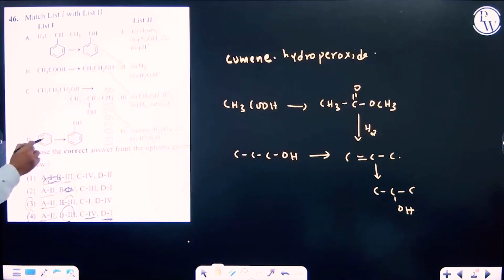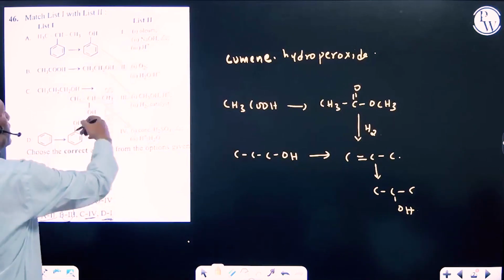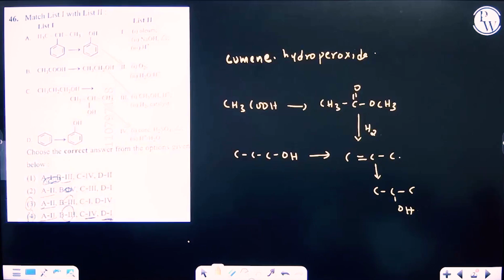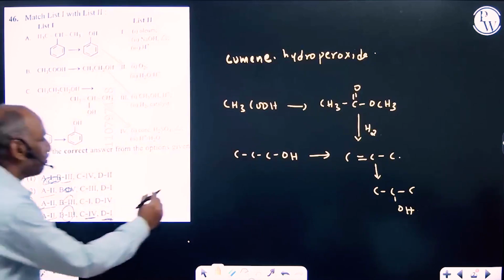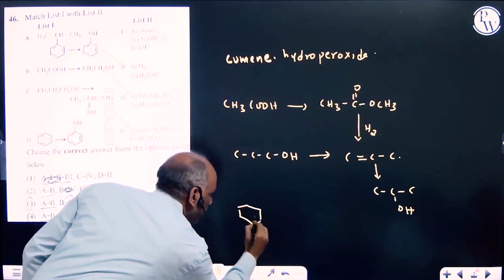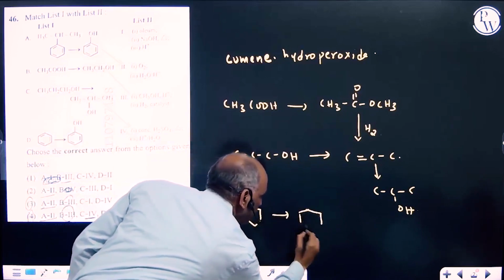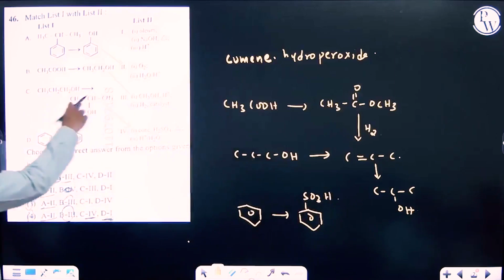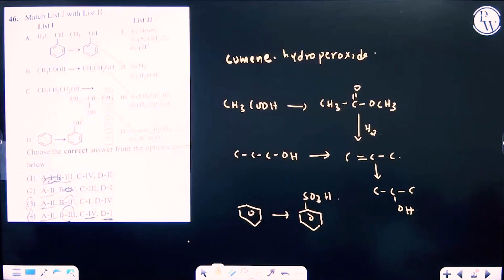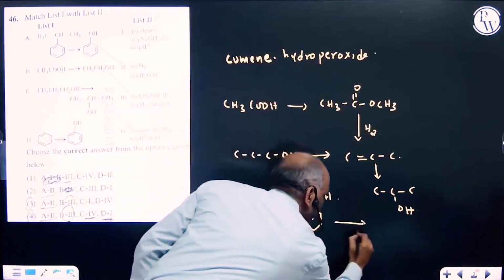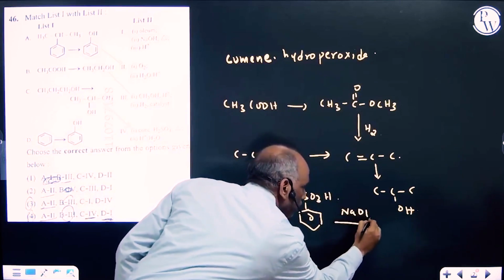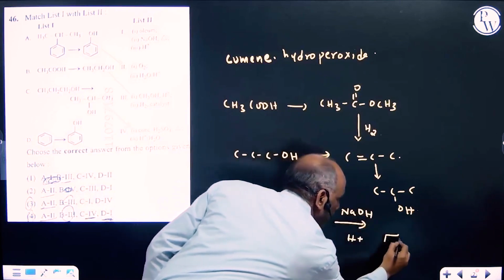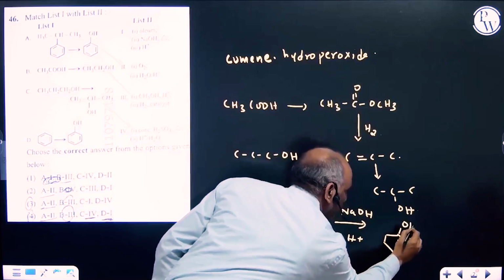The last one is benzene getting converted into phenol. This is happening is oleum is used for sulfonation purpose. So first this benzene will get converted into benzene sulfonic acid. This one will get SO3H, and followed by sodium salt formation and H plus. This if you are using NaOH and H plus, this will get converted into phenol.